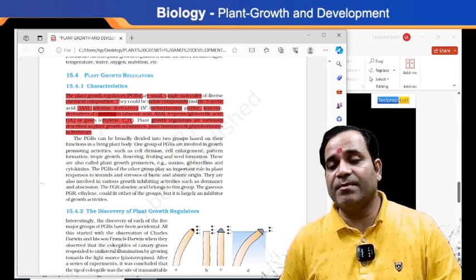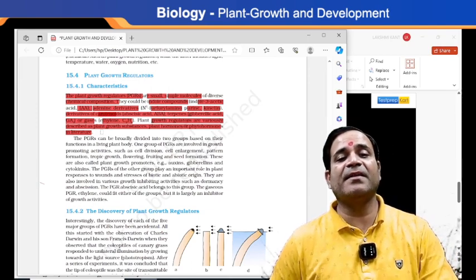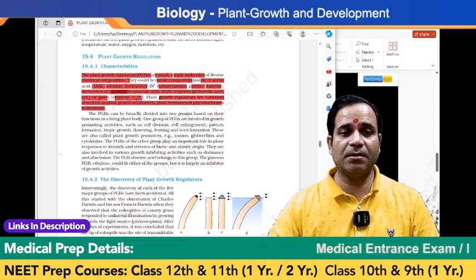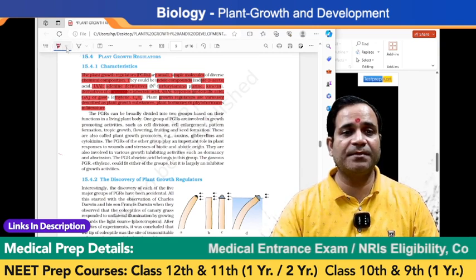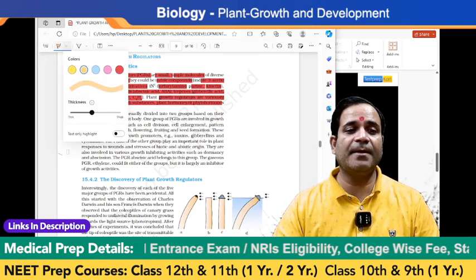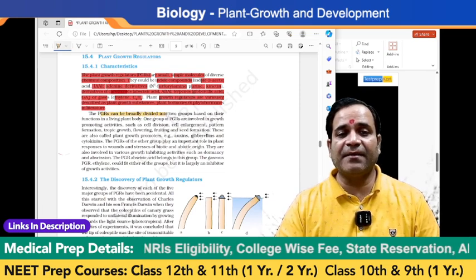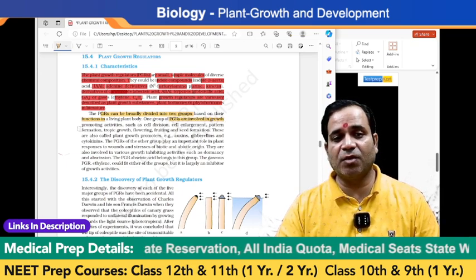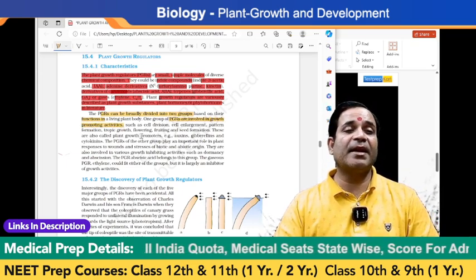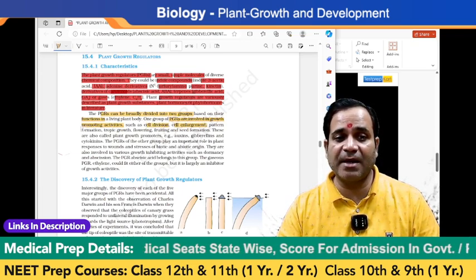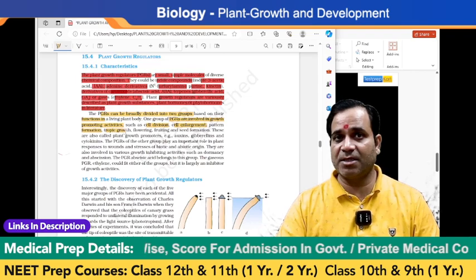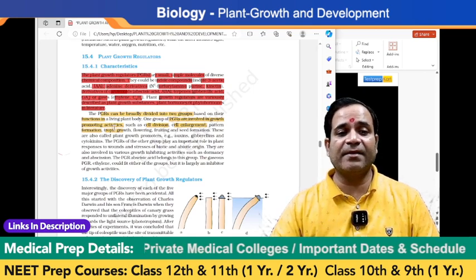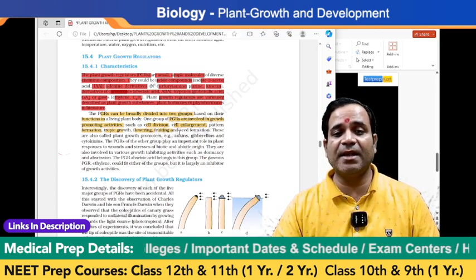Here the thing that is very important to understand is that PGRs are broadly divided into two groups. Plant growth regulators are divided into how many groups? Here PGRs can be divided into two groups, my dear, based on their function. One group is PGRs involved in growth promoting activities, such as cell division, cell enlargement, pattern formation, and tropic growth. Tropic growth means growth in higher plants in the apical region of the stem. Second is flowering, fruiting, and seed formation.